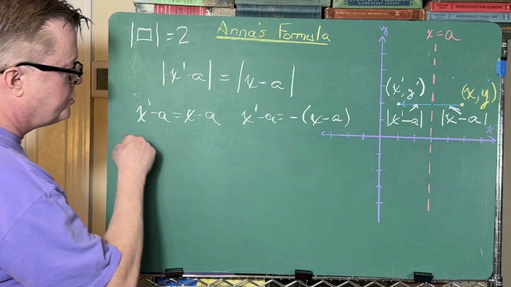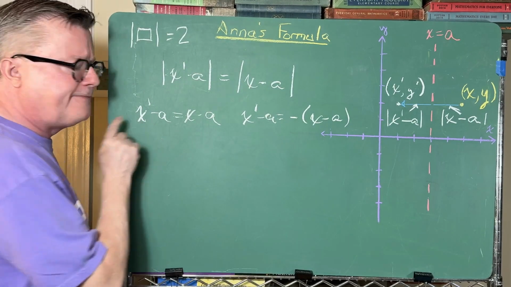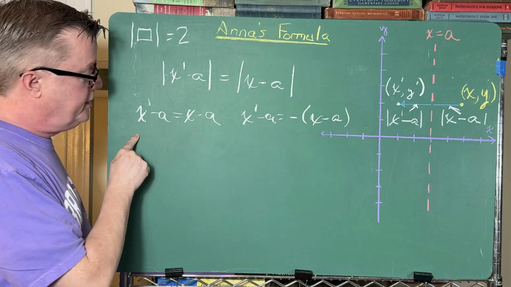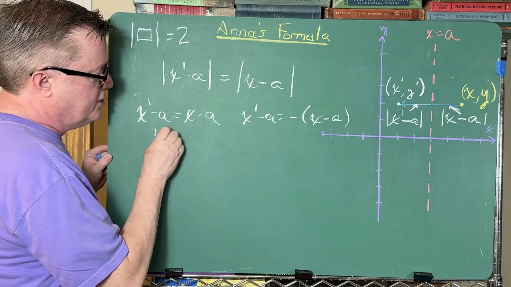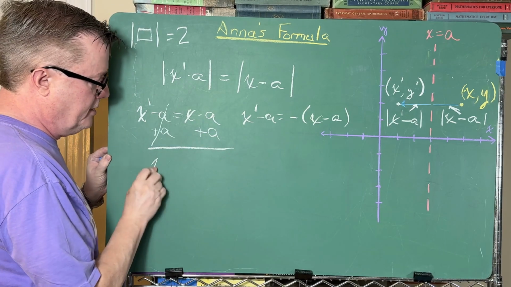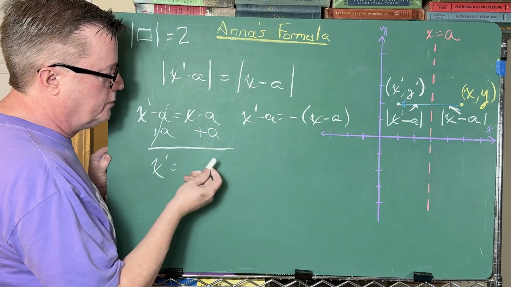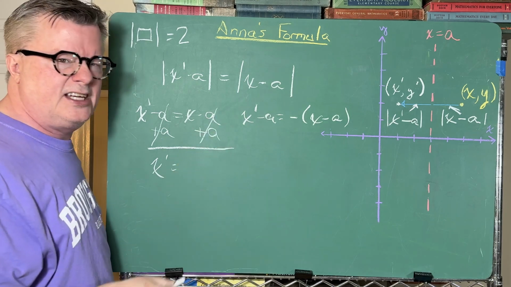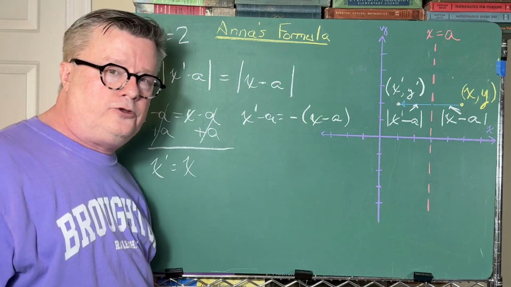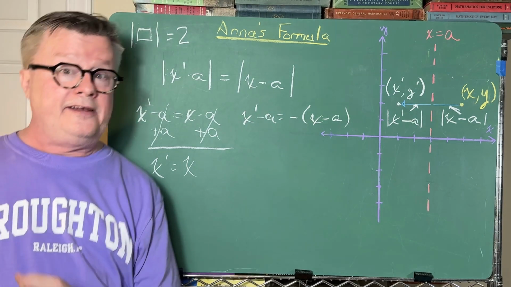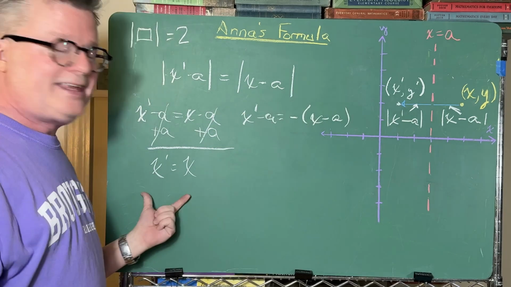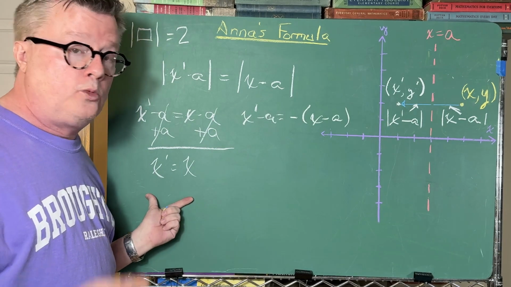All right, so to solve this, I want to solve for x prime. I want a formula that gives me the new coordinate. So I'm going to add a to both sides here. The a's will cancel on that side. I get x prime equals, the a's cancel on that side too. It says x prime and x are the same value. In math, we call that a degenerate case. It's saying that the reflection goes right back onto itself. That's not helpful. That's not the formula we want.